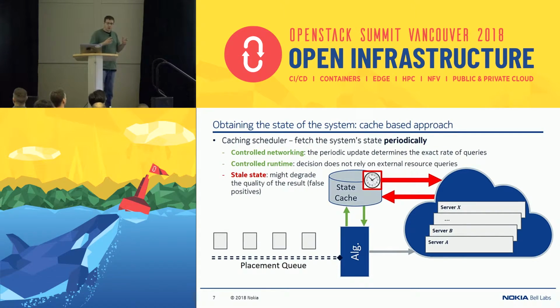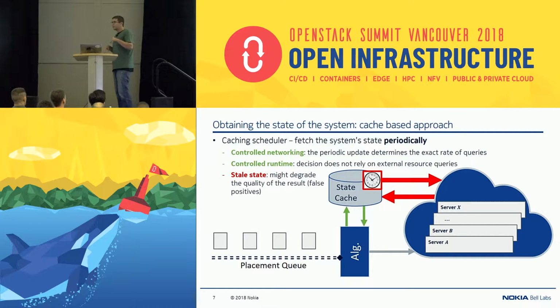So one solution to this problem is the caching scheduler. The caching scheduler has a joint process that periodically fetches the entire system state, which helps us in scaling. We now have controlled networking. We know exactly that each refresh step requires a certain amount of networking. We have a controlled running time. We know exactly how much time it will take. And this is completely separated from the algorithm itself.